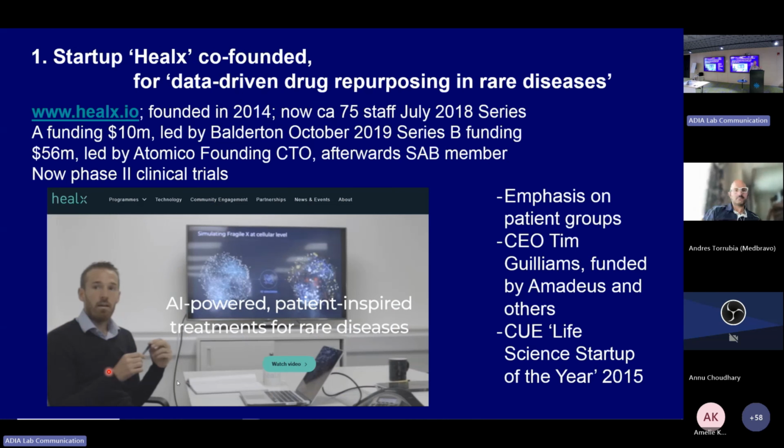And that was originally what we started our first company on, Helix, data-driven drug repurposing in rare diseases. So all the algorithms were re-implemented. There's no academic IP involved. It was separately implemented. And that company was based on data-driven drug repurposing using knowledge graphs in the beginning. 2014 was quite early on compared to today.